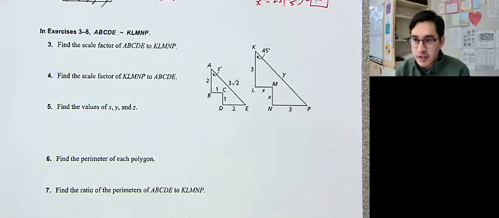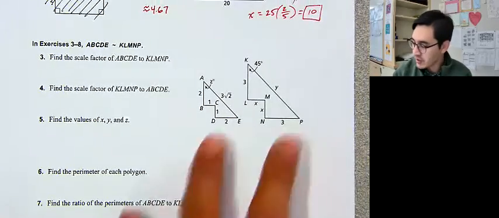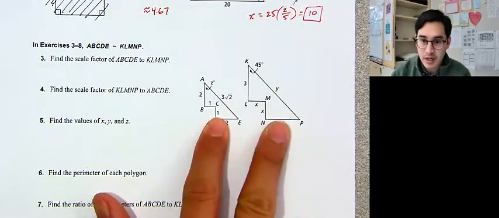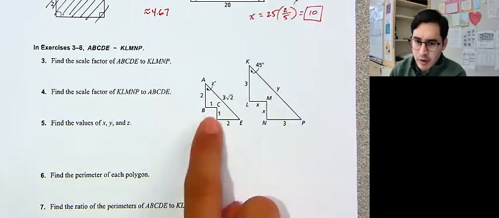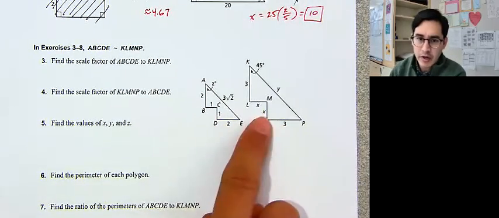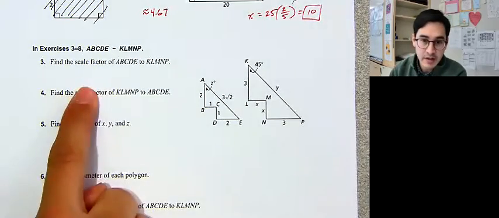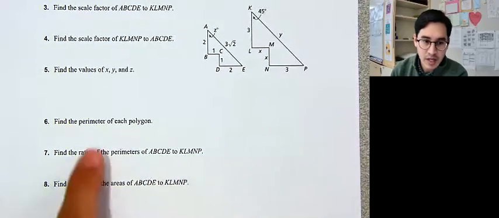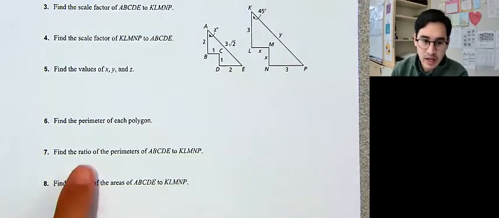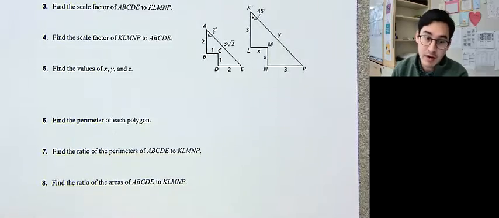All right, this is going to finish off chapter 8.1. So we have about 6 more questions having to do with these two similar figures. I don't know how to describe them. They kind of look like triangles with the bottom left corner cut out. We're going to answer questions about the scale factor, finding some missing measurements, looking at the perimeters, what the ratio of the perimeters is and the ratio of the areas.